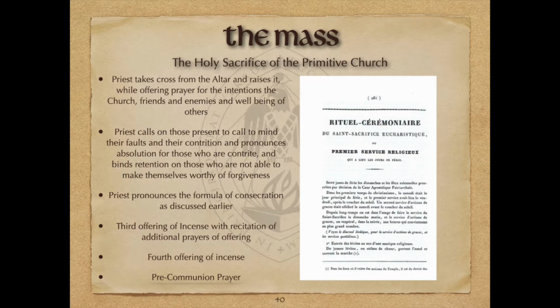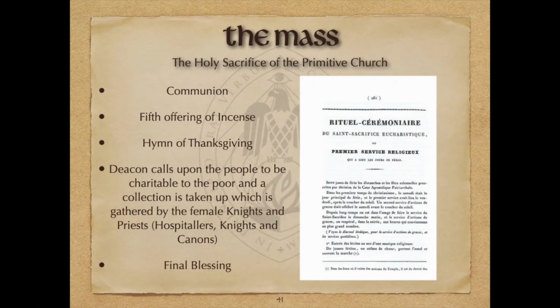And in case you're not already choking on frankincense enough, there is now a fourth offering of incense prior to a pre-communion prayer. Pre-communion prayer is exactly what it says on the tin. It is a prayer prior to taking communion. The pre-communion prayer having been completed, you now have, well, you guessed it, actual communion itself. And so everybody present, Levites and or congregation, the priest, etc., takes communion, after which there is a fifth offering of incense. And by now, somebody's got to be calling the fire department, I would figure.